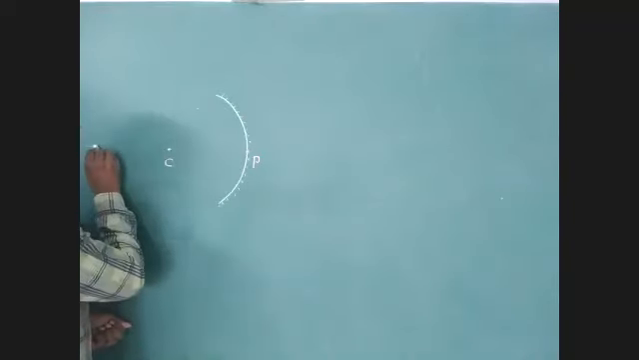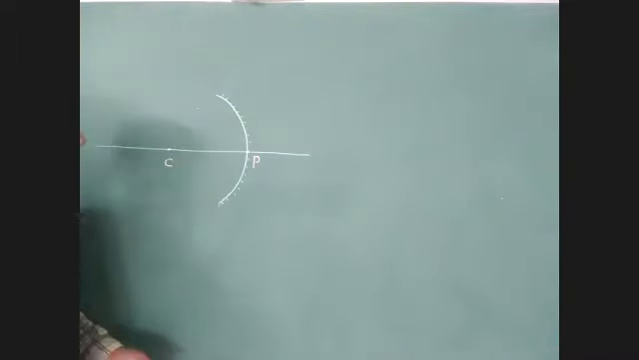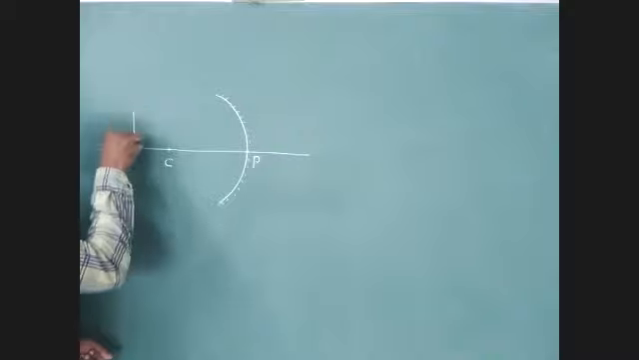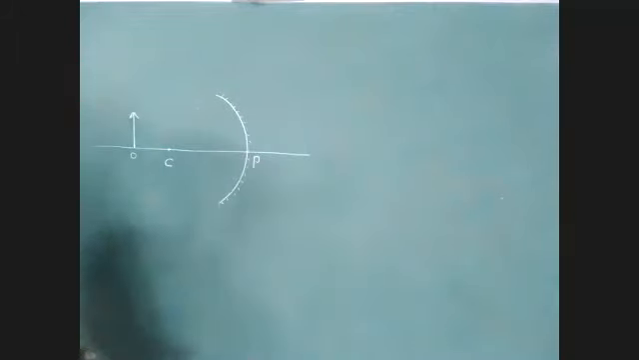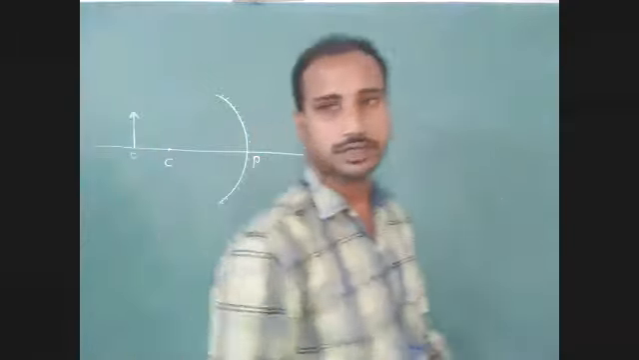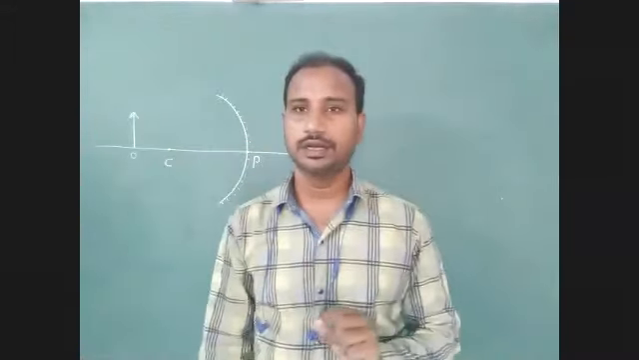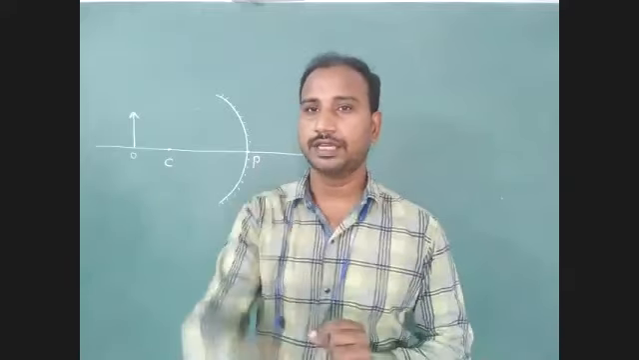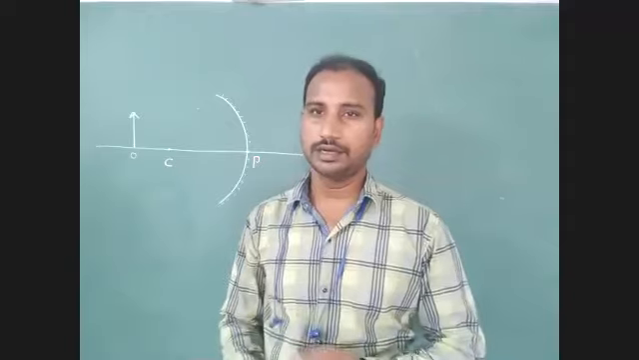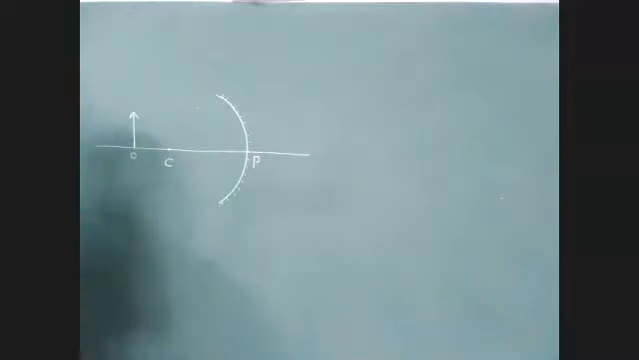Draw one principal axis. The principal axis passes through the pole and center of curvature. Here, consider the position of an object at point O in front of the center of curvature, beyond the center of curvature. Next, we have to find the image formation point and find that distance with the help of sign convention. Don't forget.